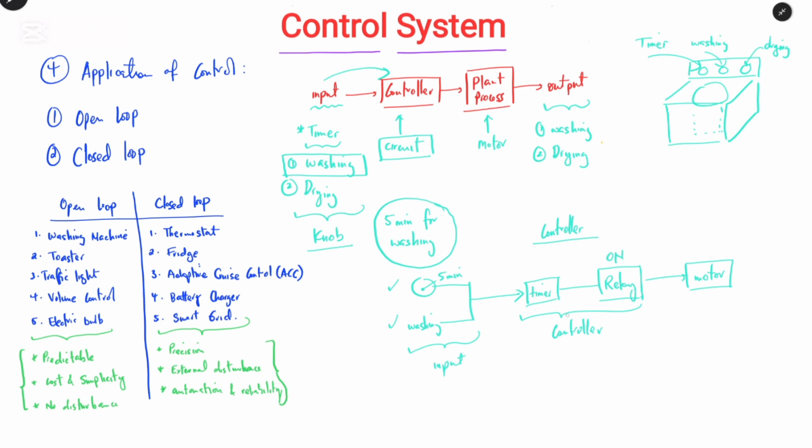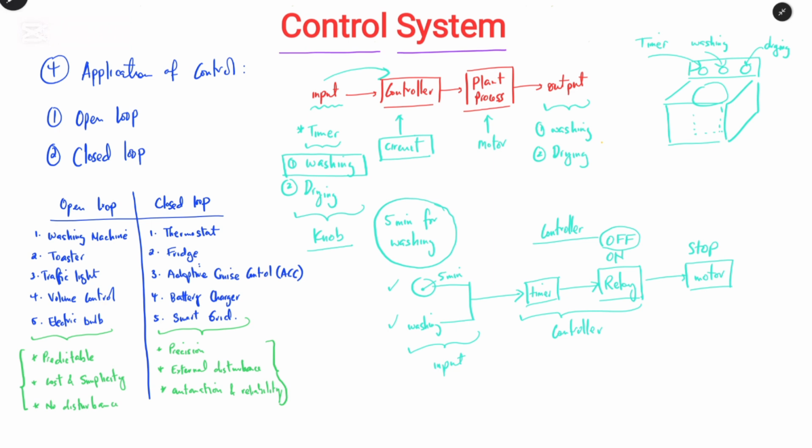So during the process, when the timer counts down from 5 to 0, that means the timer will now send the signal to the relay to turn off. When it turns off, that means the motor will stop, so it won't be able to continue the washing process.